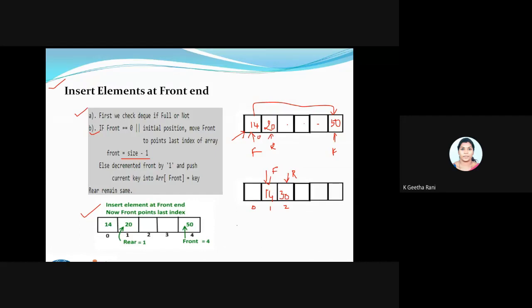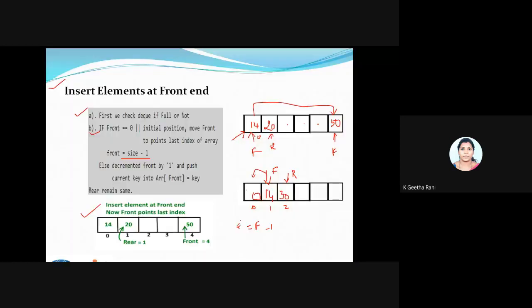We will be doing f is equal to f - 1. So that's all. The pointer will be changed and the value will be inserted here. If I don't have a space, then only I'll be changing from here to here. Fine. So these are the three things we have to look for when adding an element at the front.